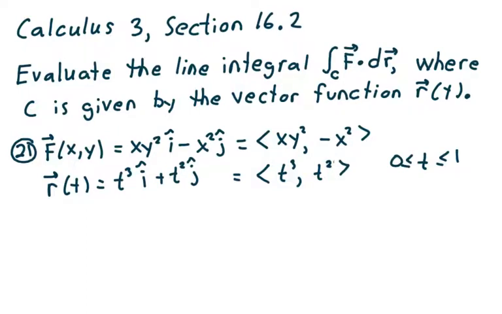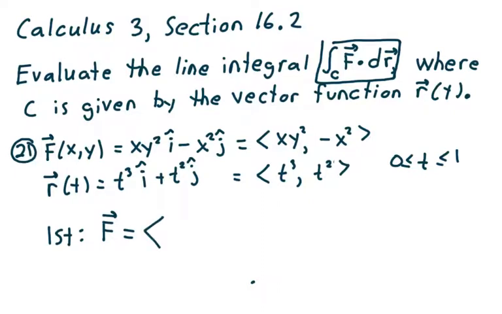Okay, the first step is I'm going to express F in terms of t. It's a little informal how I'm notating this, but it's going to help us in the end set up this line integral right here. Now, F is going to be the following. Wherever I see an x, I'm going to replace it with t cubed. So I'm going to put t cubed here. Wherever I see a y, I'm going to stuff in t squared. And that's how I'm going to express F in terms of t.